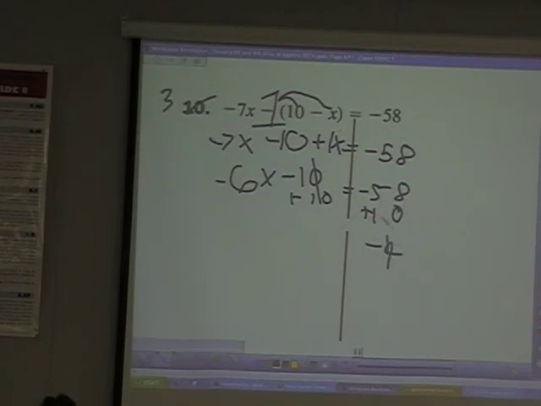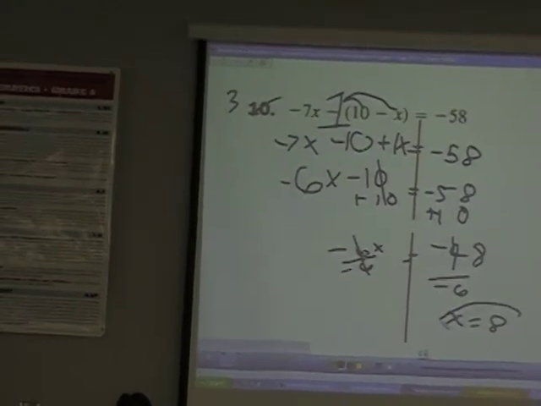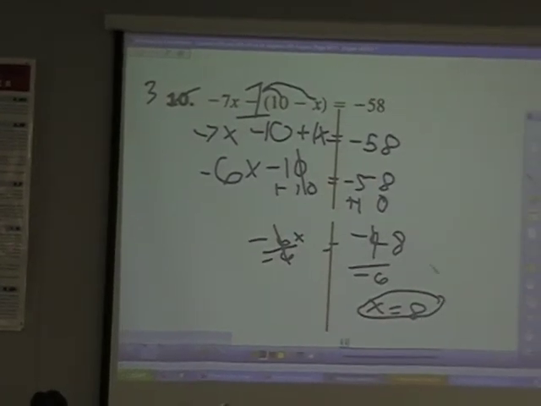That's negative 58 plus 10. Is that a 4? Okay. Really? Drop down the equal. Negative 6. He divides. Can he come up with the answer? 8. All right, everyone give Dylan a round of applause.